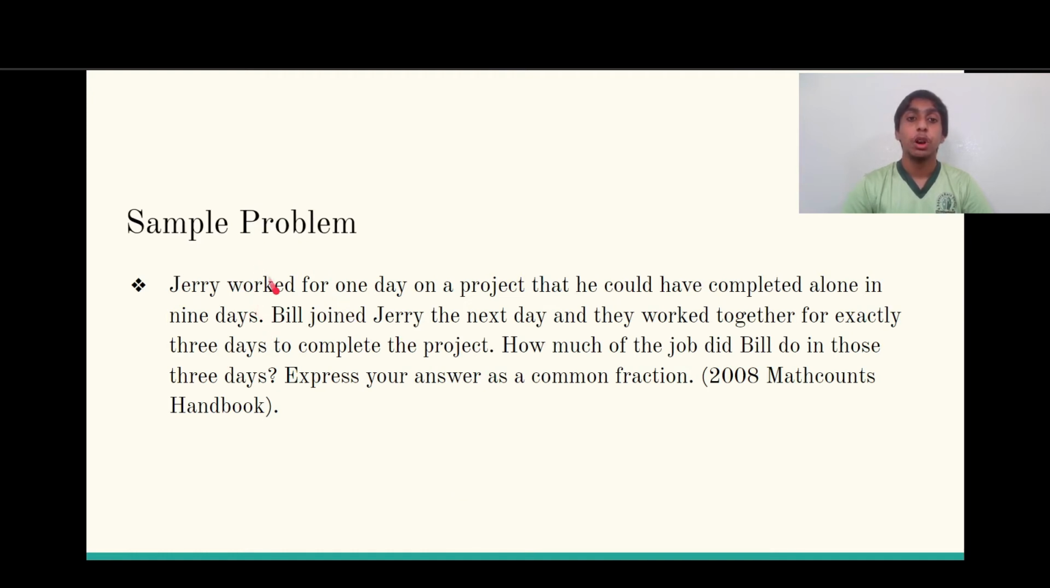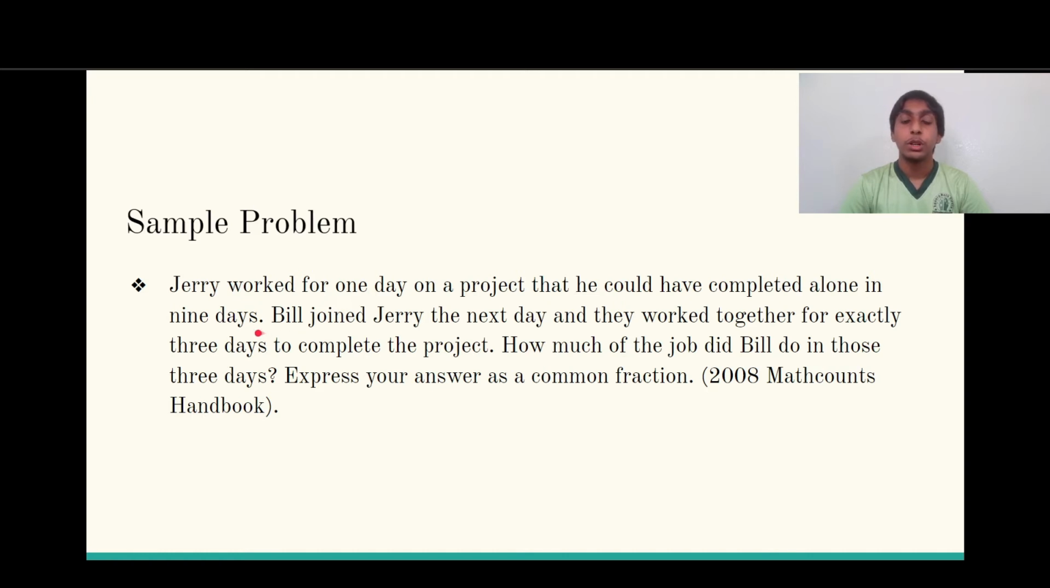Okay, so let's go over our sample problem for this one. Jerry worked for 1 day on a project that he could have completed alone in 9 days. So we know that his little t is 9. Bill joined Jerry the next day, and they worked together for exactly 3 days to complete the project. How much of the job did Bill do in those 3 days? Express your answer as a common fraction. Now this is from the 2008 MathCounts handbook.